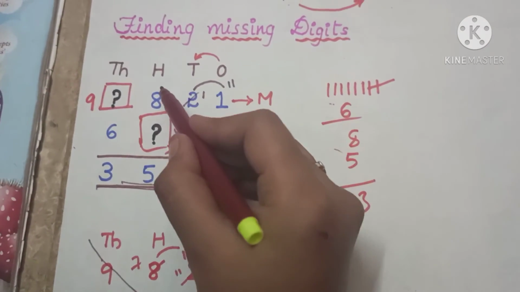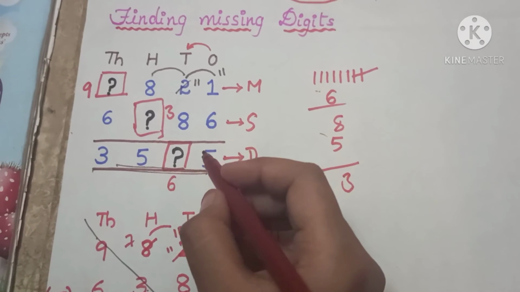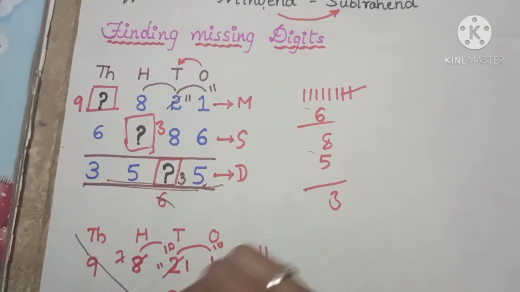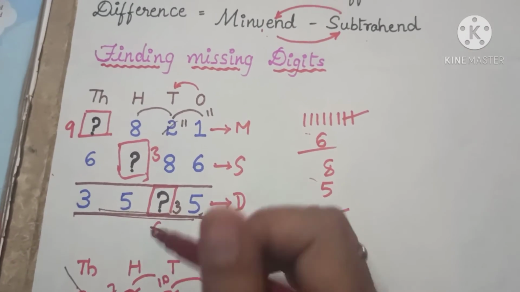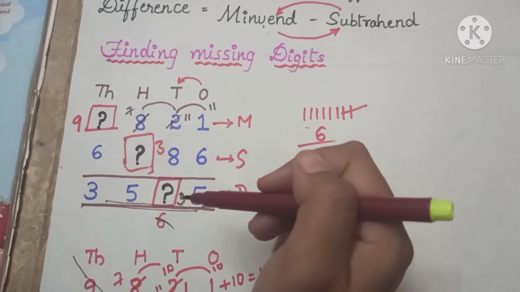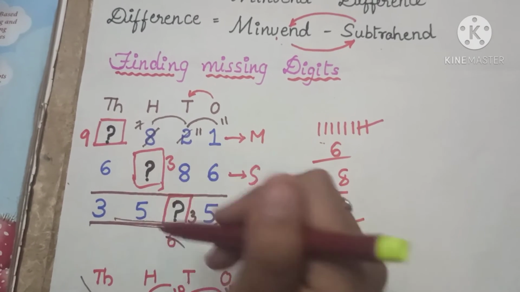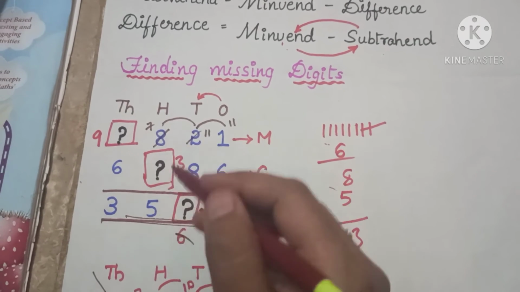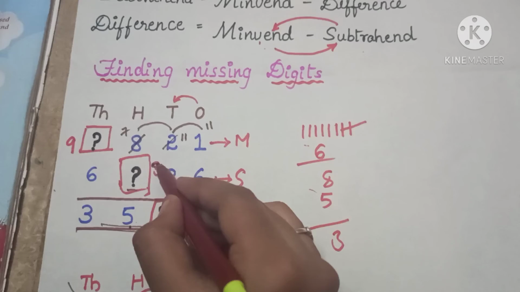No. So we again take the borrow, so that it again becomes the value of 11. So it gives you the value of 3, not 6. 11 minus 8 gives you the value of 3. Next, as it is 7, 7 minus how much gives you the value of 5? Yes, 7 minus 5 gives you the value of 2.